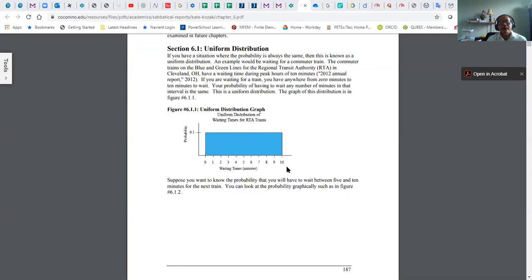So for example, you have the same height, right? You can see the probability here is 0.1. Okay. So from here to here is 0.1, from here to here 0.1. So if you add all of them together, you get 1.